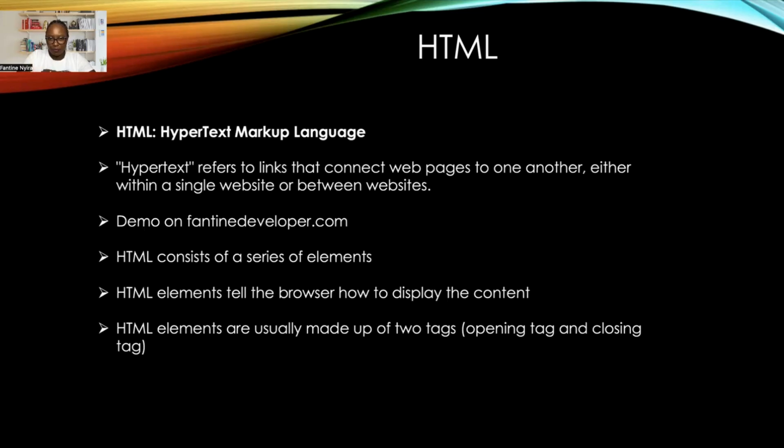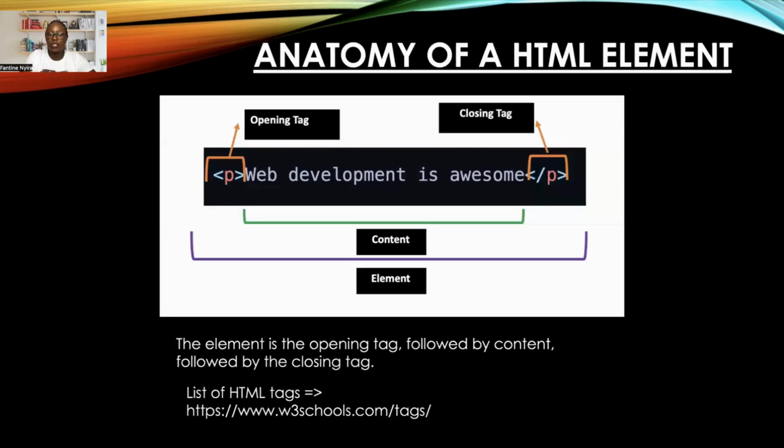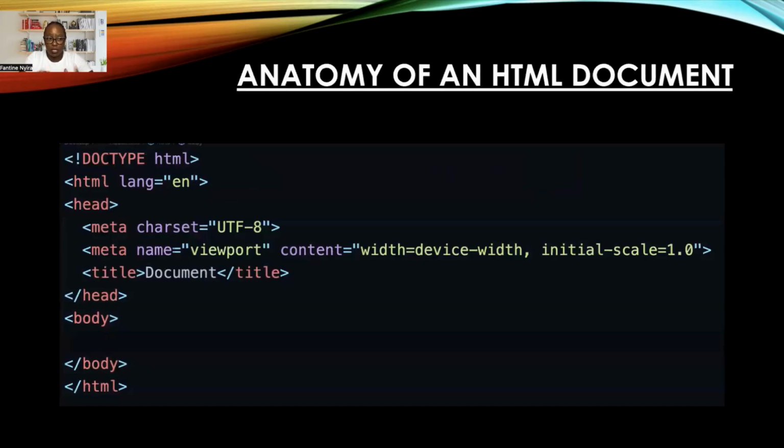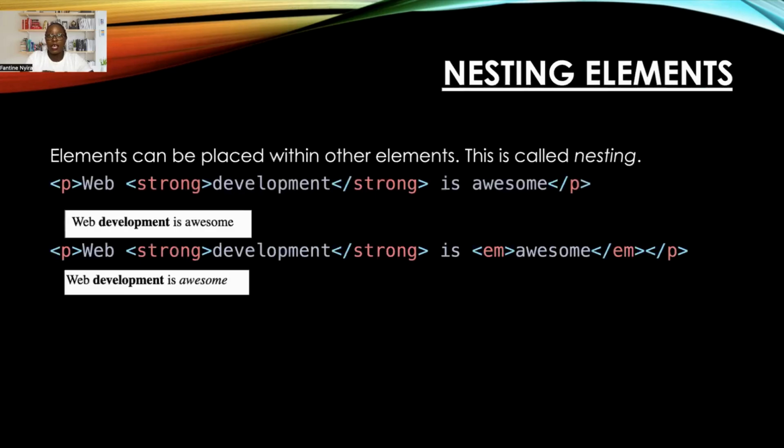And after that, we continued to see the anatomy of an HTML element. So we talked a little bit about this, and then we saw the anatomy of an HTML document and a nested element, where we can see another element inside an element. So here we have an example of a paragraph and a strong element inside a paragraph, or another element which is em, but it's really italic, inside a paragraph.